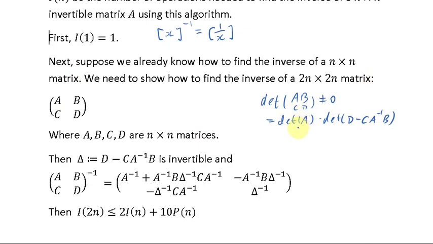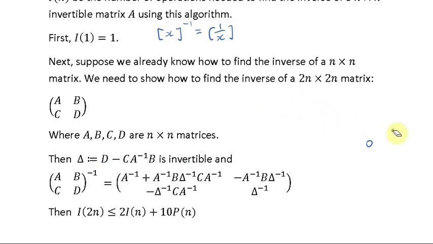Because A is invertible, its determinant is not 0, and we know that this product is not equal to 0, so the determinant of D minus CA inverse B is not 0. So D minus CA inverse B is invertible, and we call that delta. And then we're able to show that the inverse of this matrix is given by this formula. This is a well-known result in linear algebra. The way to show that is by using elementary row operations.